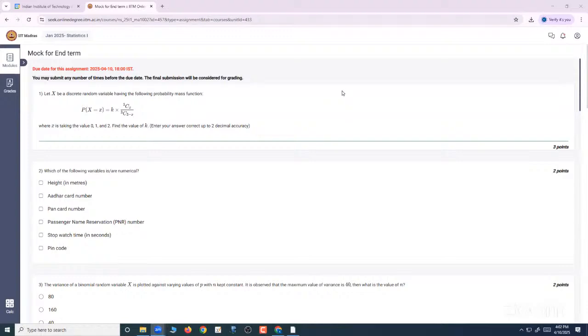The first question is: let x be a discrete random variable having the following probability mass function. We have been given an equation of a probability mass function where x is taking the value 0, 1, and 2. Find the value of k. So we have been given a PMF and we need to find out the value of k. What steps would you be doing? Can anyone tell me?